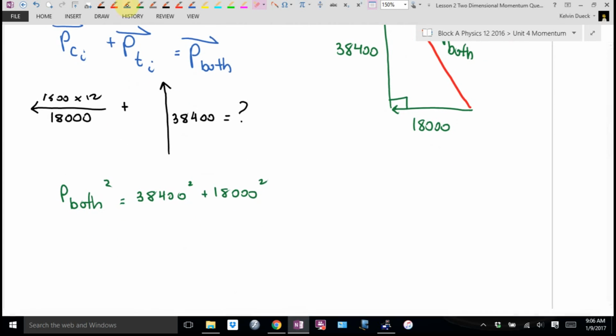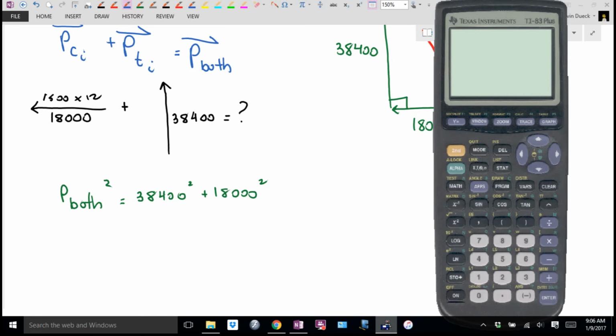I think I'm going to get a yuckier decimal this time. I doubt this is going to work out evenly, maybe. 38,400 squared plus 18,000 squared, square root. I'm going to write 42,409, but I'll keep this number on my calculator.